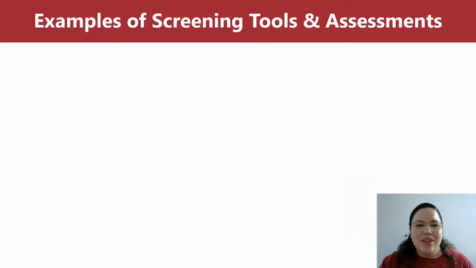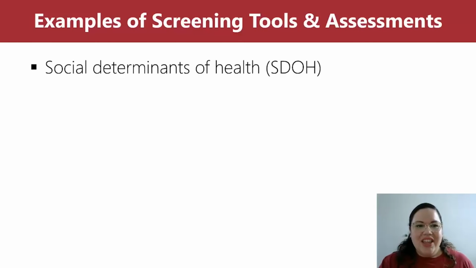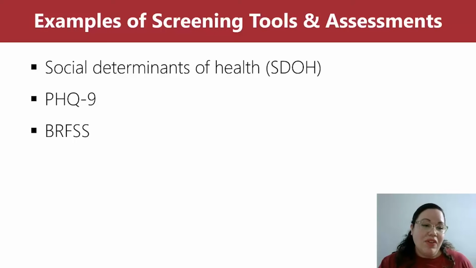As community health workers, there is a variety of tools and assessments that you can utilize to better understand the needs of your client. They can be the social determinants of health questionnaires. They could be the Patient Health Questionnaire depression scale, also known as the PHQ-9. They can be the Behavioral Risk Factor Surveillance System, the BRFSS, which is a national health-related telephone survey with questions on health-related risk behaviors, chronic health conditions, and use of preventative services. Both of the last two are also available in Spanish.